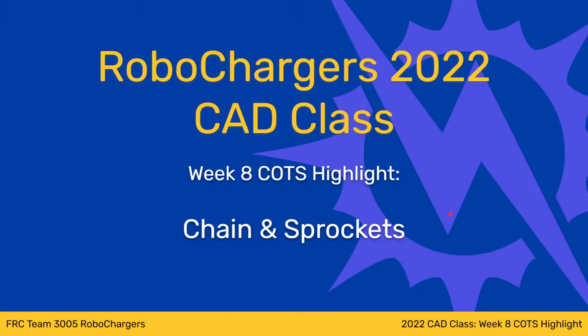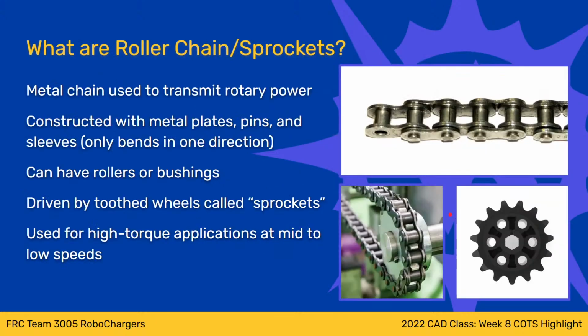So we're going to talk about chain and sprockets. Basically, we're going to talk about a type of chain. We're not just talking about any chain. We're not talking about chain links like a chain for a boat anchor or something. We're talking specifically about a type of chain called a roller chain.